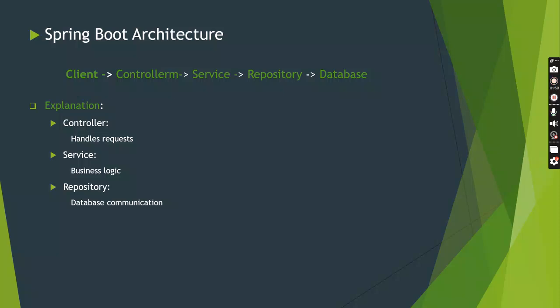Let's see Spring Boot architecture. Client will come to the controller, and then service, then repository, then database. Explanation: the controller handles requests. In the service, we will write business logic. In the repository, we configure database communication.